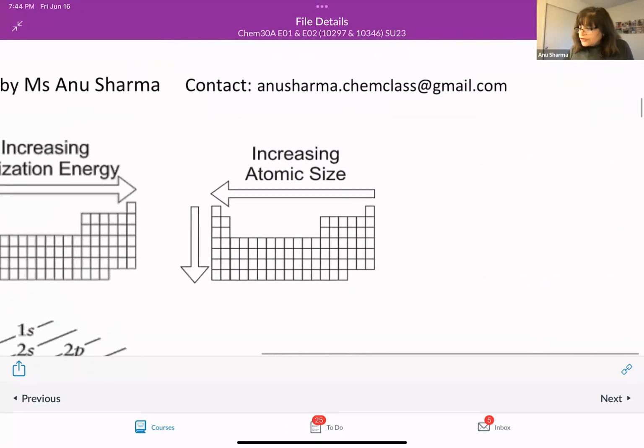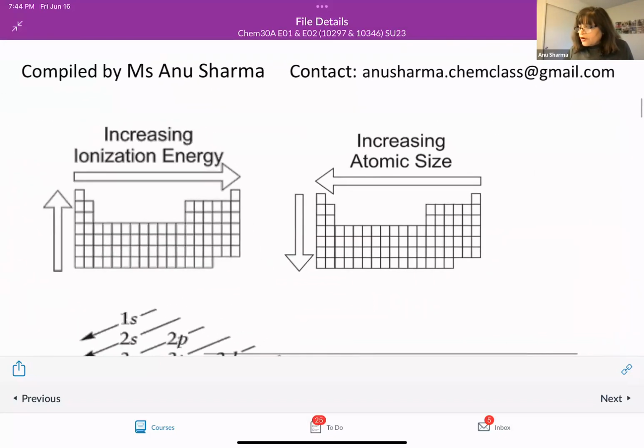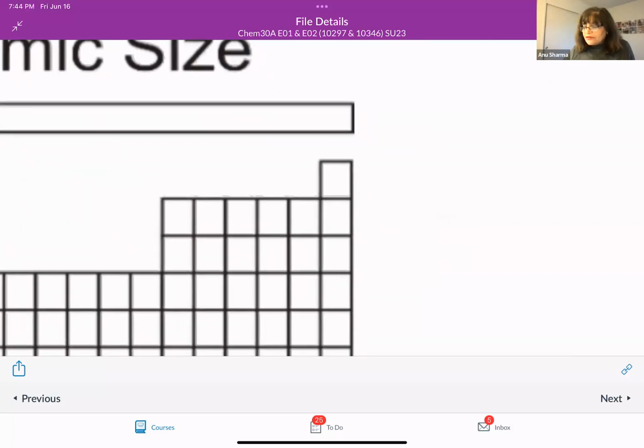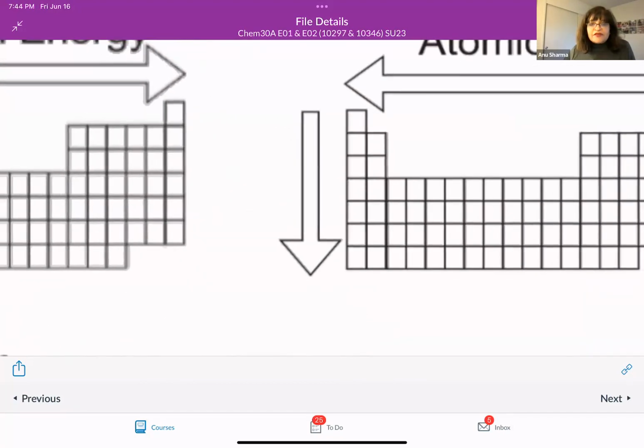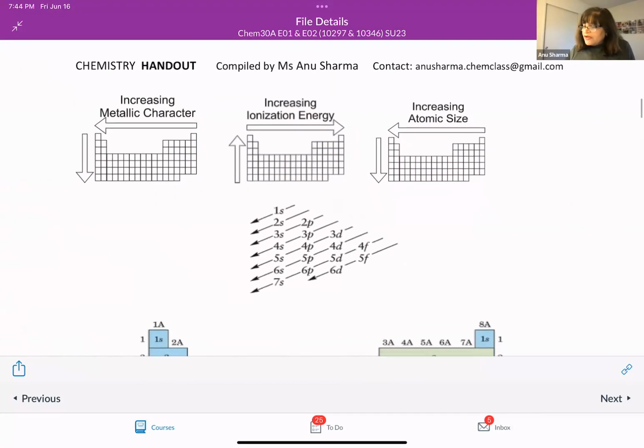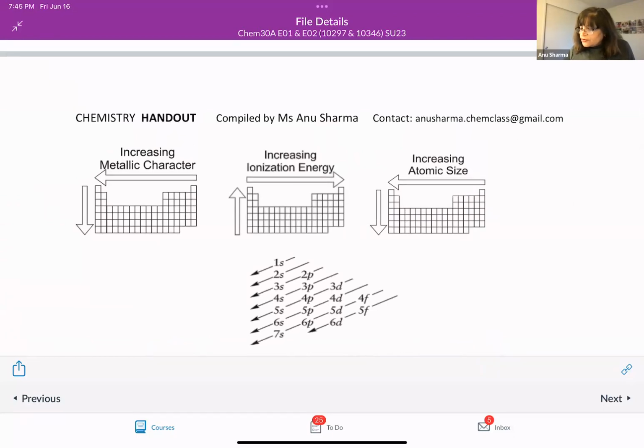Right? So this is a trend: the atomic size decreases. You can move in the periodic table either from left to right or from right to left. It doesn't matter which side you move. Just keep this in mind that the size is small here on the right-hand side and the size is big on the left-hand side. Okay, that's one piece. Next is the top to bottom.